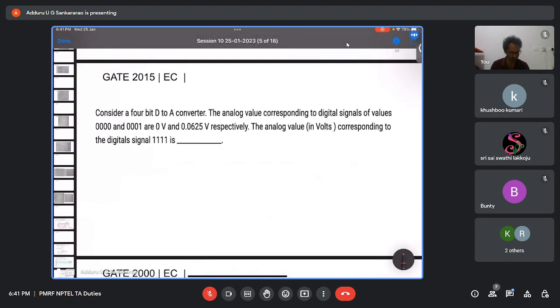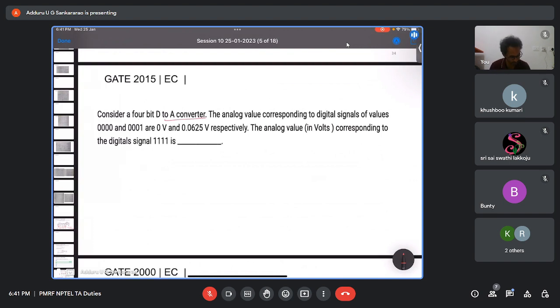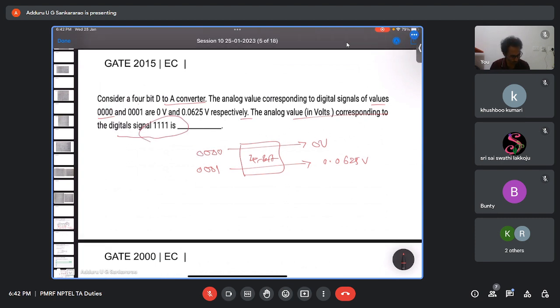This is in GATE 2015 they have given. So what they have given is consider a 4-bit DAC. The analog value corresponding to digital signals of values 0000 is 0, and 0001 is 0.0625 volts respectively. The analog value corresponding to digital signal 1111. That means when all zeros, zero voltage is there. And when 0001, the output is this step size, right? Yes sir, no?